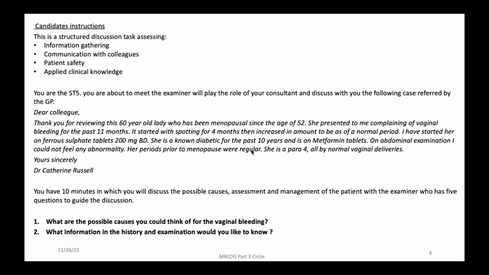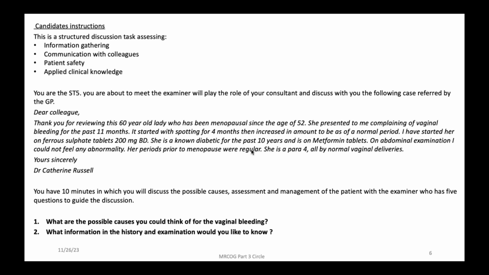Okay. In a structured discussion, it will be different. So what you can say is that I want to do an abdominal examination to feel for 1, 2, 3. I would then want to do a pervaginal examination, or manual examination, to feel for this, this, and this, and then proceed with a speculum examination for this, this, and this. That's how you mention a structured discussion, and you justify your examination.